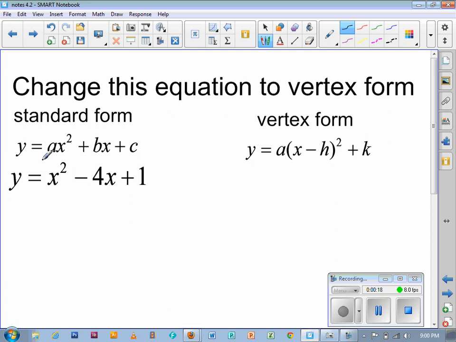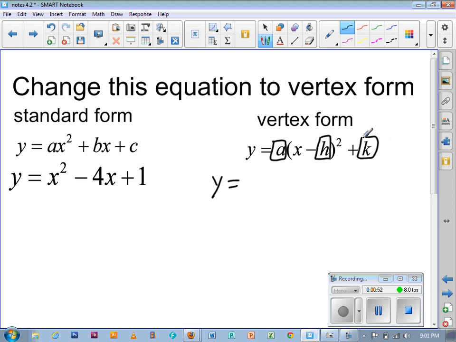Standard form is y equals ax squared plus bx plus c. Vertex form is y equals a times the quantity x minus h squared plus k. We do like to have our quadratic equations in vertex form at times so we can identify the vertex simply by looking at certain parts of our equation. So what we're going to have to do here, we basically are going to rewrite this vertex form and replace the a, the h, and the k.